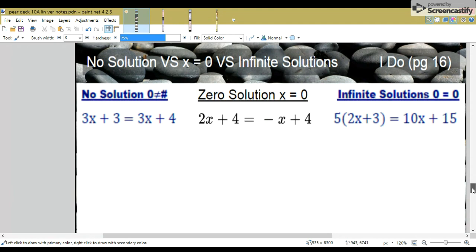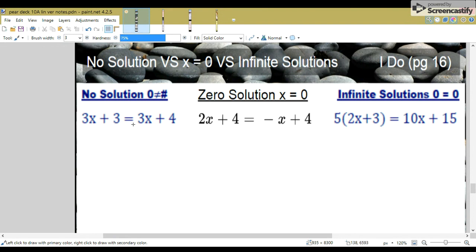Let's look at the next page. Write this on your foldable. We have 3 cases for solving equations here. We have no solution, a specific solution, in this case 0, and we have infinite solutions. Let's look at the first one, the no solution.